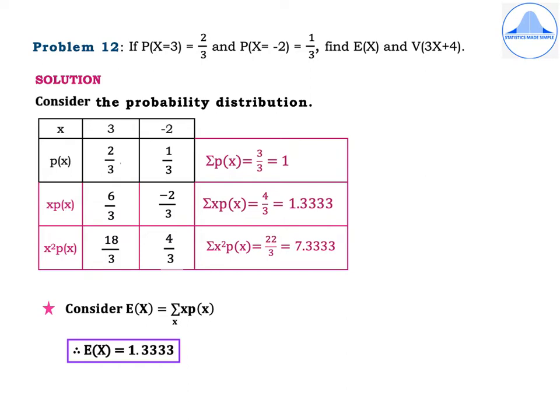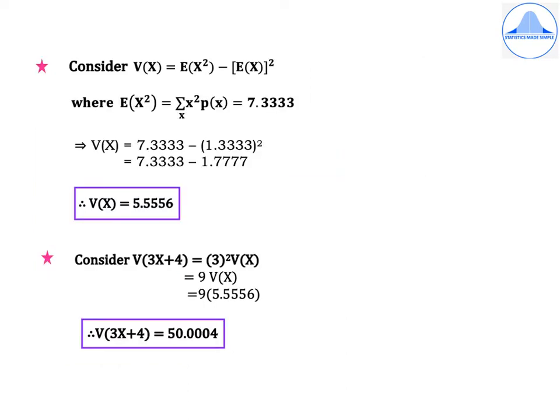So let us now calculate what is asked in the problem. So we need to find out expectation of x. So consider expectation of x is equal to summation over x, x p of x. Therefore, expectation of x is equal to 1.3333. We will now find out variance of x. So write the formula. Consider V of x is equal to expectation of x square minus expectation of x the whole square, where expectation of x square is equal to summation over x, x square p of x, and from the table the value is 7.3333.